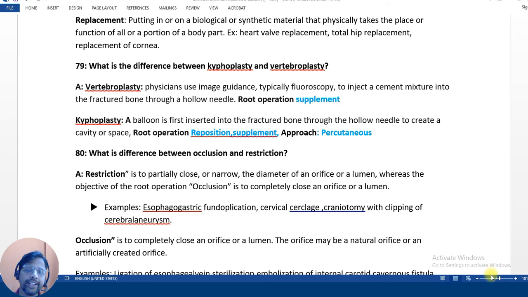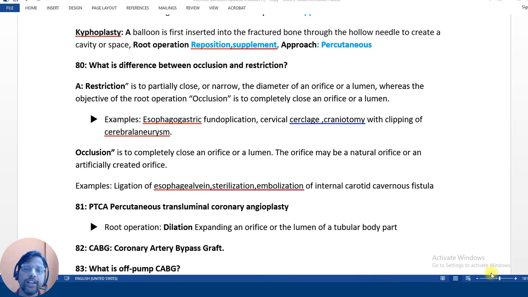Whereas in kyphoplasty, the physician will insert a balloon through the fractured bone, and using the hollow needle, will create the space first, then inject the cement. The root operation for kyphoplasty is supplement. Approach percutaneous.